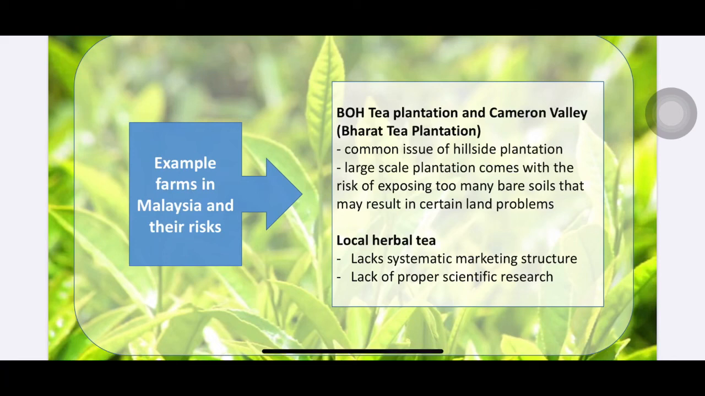Example farms in Malaysia and their risks. First, Boh Tea Plantation in Cameron Valley and Bharat Tea Plantation. It is a common issue of hillside plantations. Large-scale plantation comes with the risk of exposing too much bare soil that may result in certain land problems.